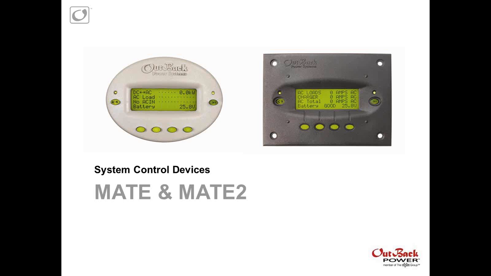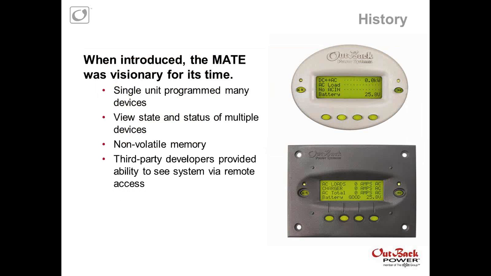So first we'll jump into the Mate, like I said before, this system control device. It was really the first control device for OutBack. When it was first introduced, it was visionary for its time. Really had unlimited programming capability and one of the only units on the market at the time that could do what it could do.